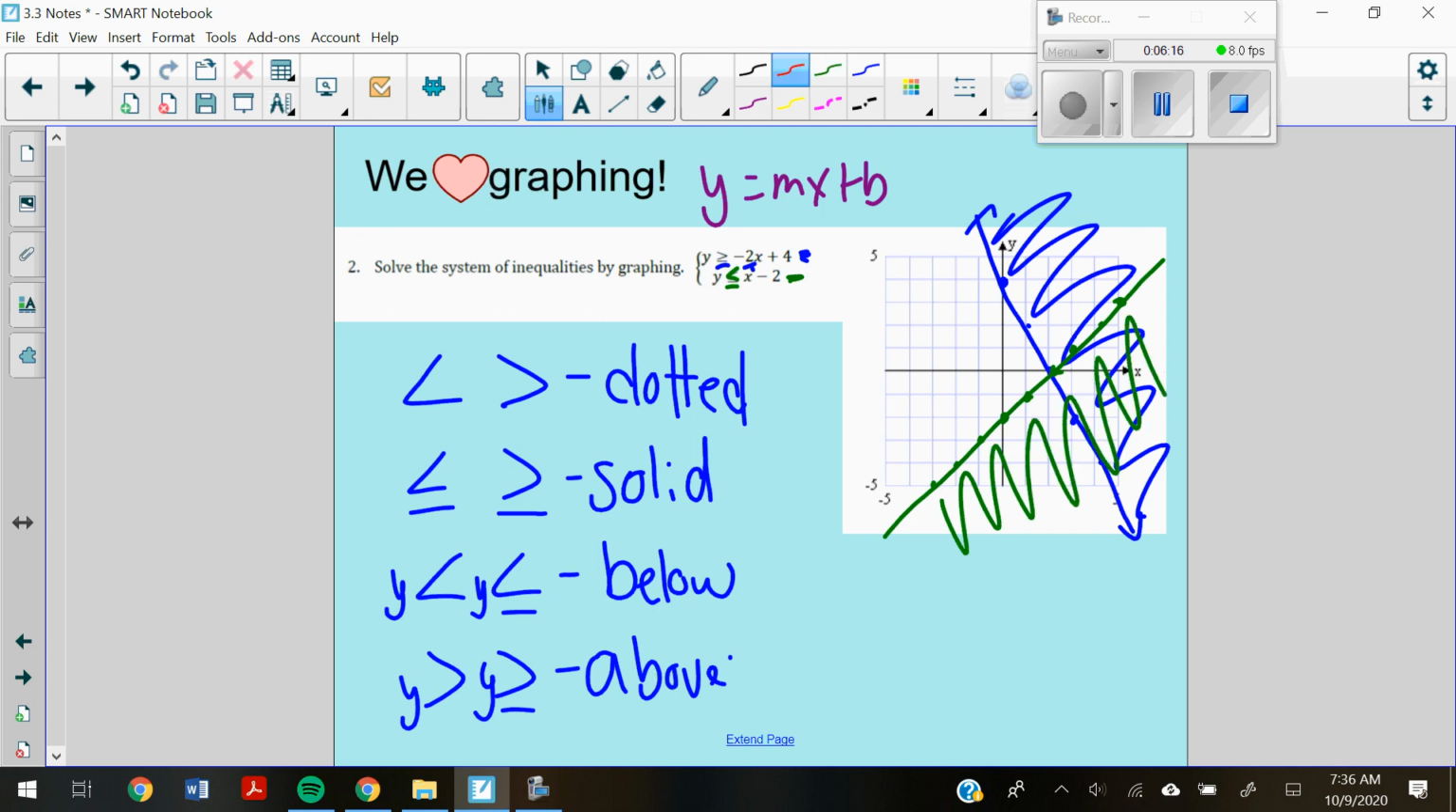So my solution set is where both of them are shaded. So just make sure it's extra dark in that area, or that you have two different colors and they cross over.